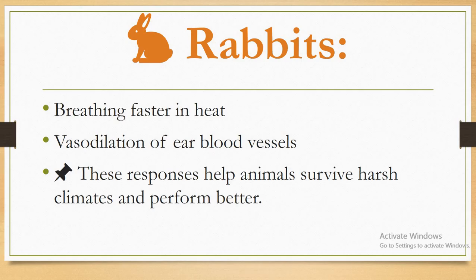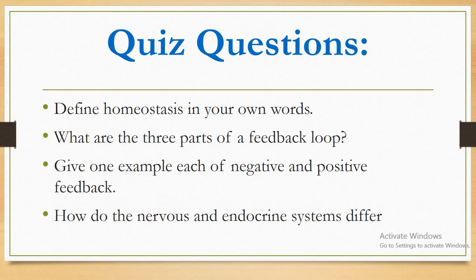We're only going to look at these three animals. So please pause the video. Try to answer the following questions in the comment section. Define homeostasis in your own words. What are the three parts of a feedback loop? Give one example each of negative and positive feedback. How do the nervous and endocrine systems differ?